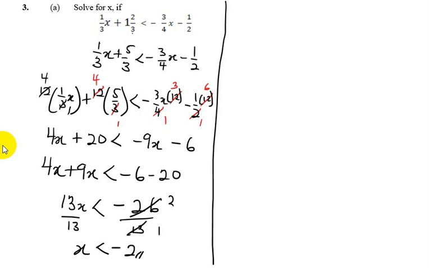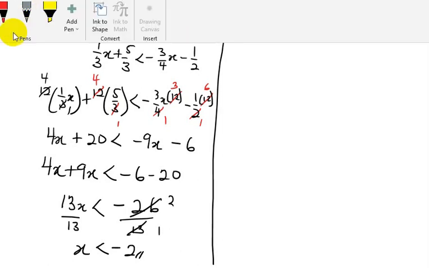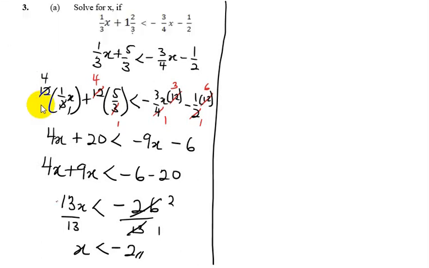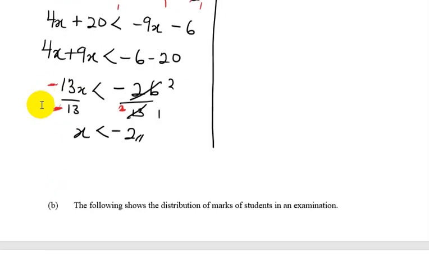Someone will say, sir, it's negative, so why didn't the sign change? No, the sign will only change if the 13 was rather carrying the negative. If the 13 was carrying the negative, I would have divided by negative, of which the sign will change. But since the negative was not there, it cannot change. That is why the sign did not change. Okay, good. So x is less than minus 2.